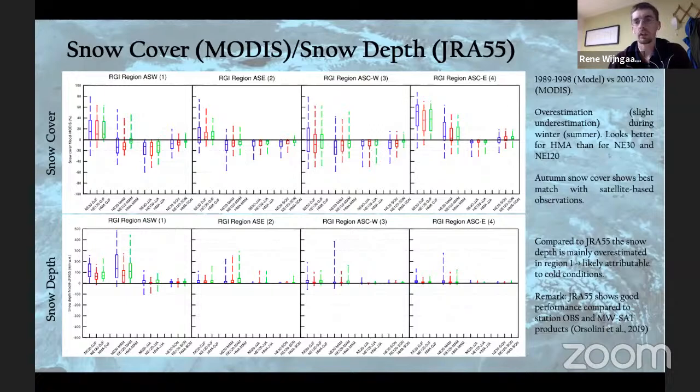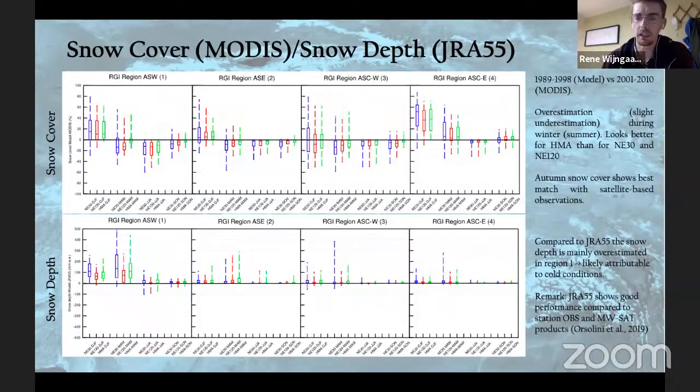And I found that there's an overestimation of snow cover, especially during the winter time, and some underestimation of snow cover during the summertime. Although I have to mention it looks better for the high mountain Asia grid than for the other two, and that the autumn snow cover shows the best match in general with the satellite-based observations. Then the snow depth. The snow depth is slightly overestimated.